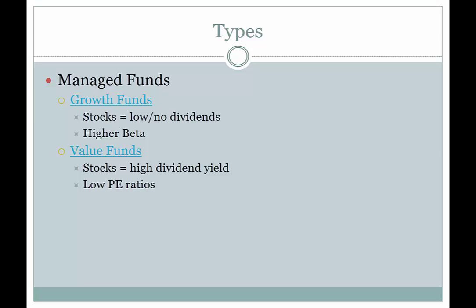So here's an example of some managed funds, growth funds and value funds. There are others. A growth fund is one that invests in stocks that have low to no dividends and higher beta because their objective is to find companies that are growing and they're planning to grow. So they're not paying out dividends because they need their cash to grow, and they typically have more risk than value stocks. Value funds invest in stocks that have a higher dividend yield, and they'll have relatively low PE ratios because they don't have as much anticipated growth.